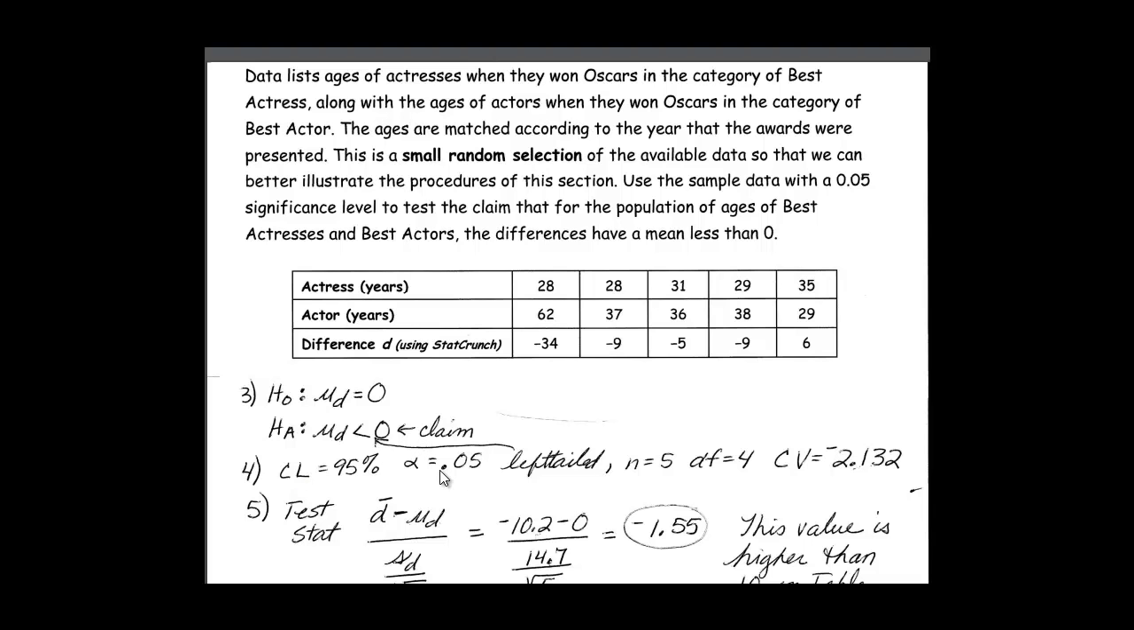Okay, our confidence level is 95%. Alpha is 0.05, we knew that. This is left-tailed because we're assuming the actresses are younger than the actors, so we have less than here. We have a sample size of 5, degrees of freedom of 4, and our critical value was negative 2.132.